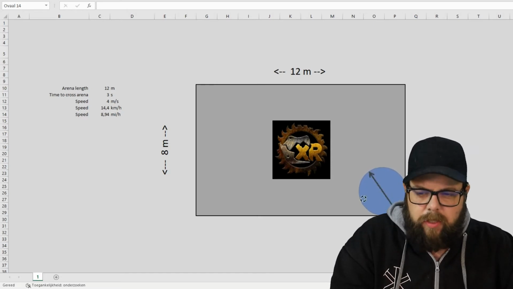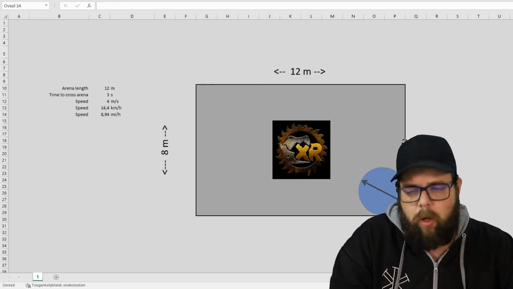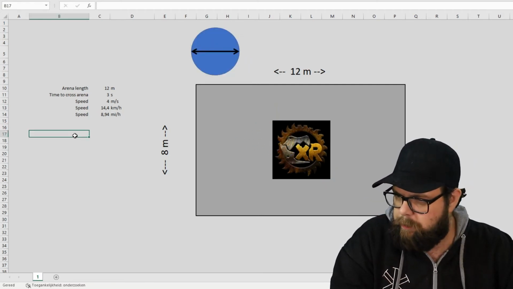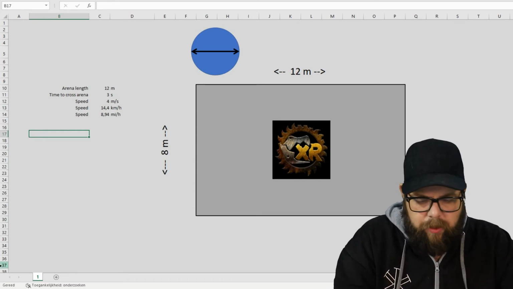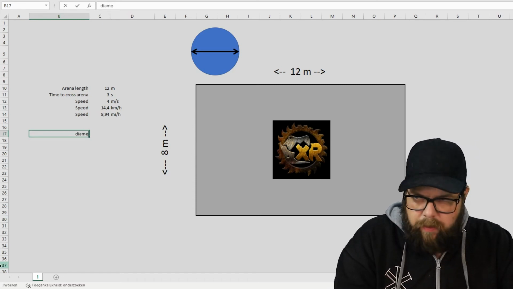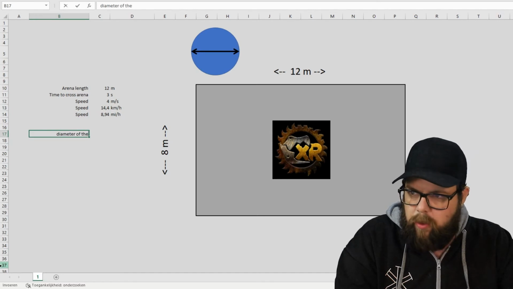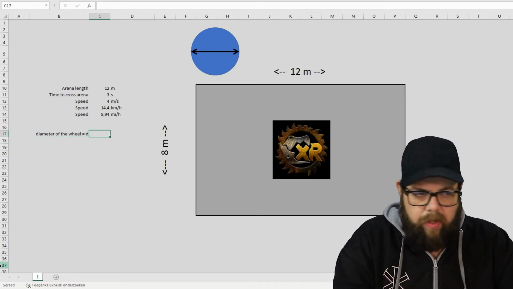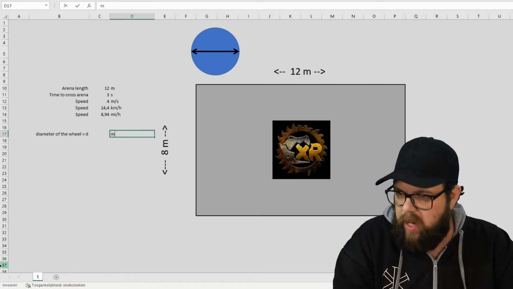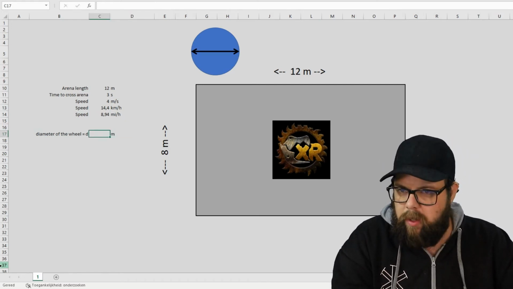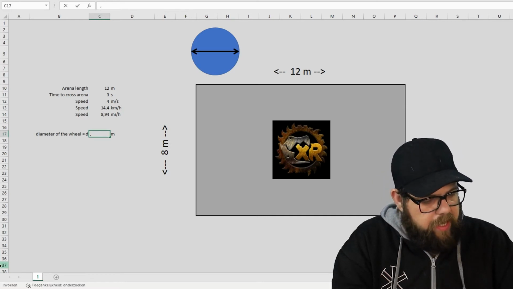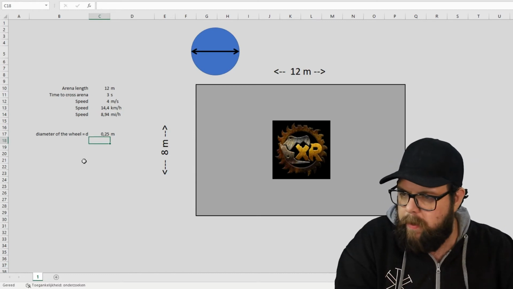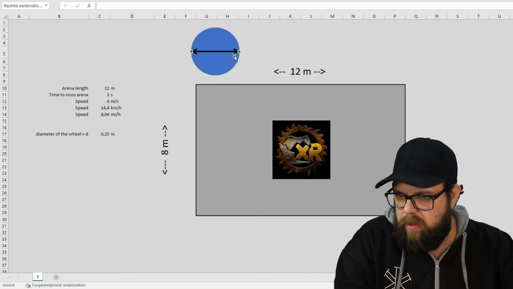How do we figure out the number of rotations? Well, first we start with the wheel and we want to know the diameter. Diameter of the wheel, and we call that D. In this case we're gonna say it's in meters. It's not a small wheel, not too big. Let's say it's 25 centimeters or 0.25 meters. And that's this part.